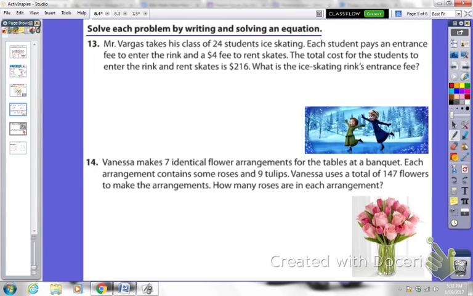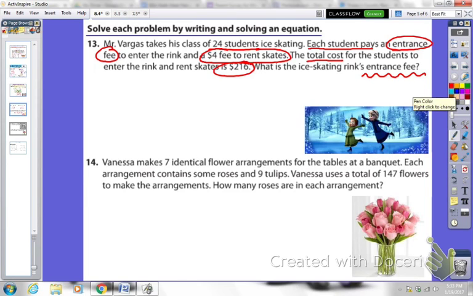All right, and lastly, I will go through these 2 word problems because most students struggle with the word problems. It says Mr. Vargas takes his class of 24 students ice skating. Each student pays the entrance fee to enter the rink and a $4 fee to rent skates. And we know the total cost is $216. So I need to know what the entrance fee is. That is your unknown. So I'm going to let E be the cost of my entrance fee.